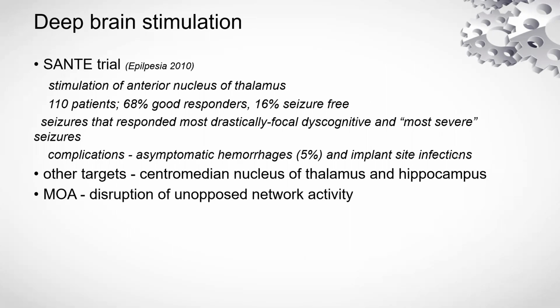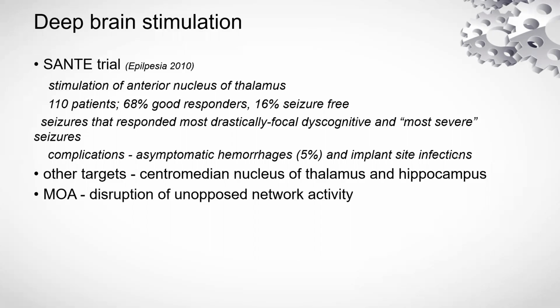Now, coming to deep brain stimulation. Deep brain stimulation is used quite often nowadays for Parkinson disease and also for essential tremor, but it is being used for epilepsy also. The major trial, the SANTE trial, was published in 2010 in epilepsy, in which they stimulated the anterior nucleus of thalamus. They studied 110 patients and found 68% patients showed good response and 16% became seizure free. As per the authors, the seizures that responded most dramatically were focal dyscognitive seizures, and the seizures which could be described as most severe seizures.